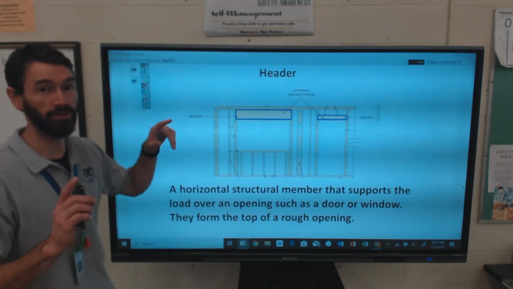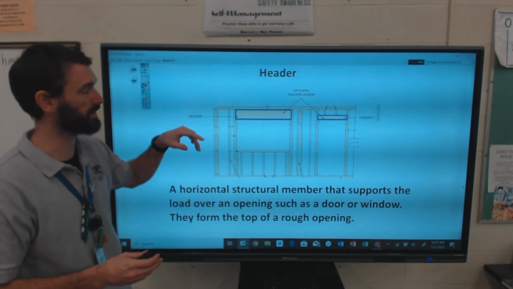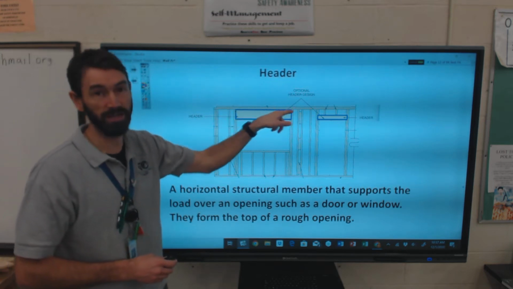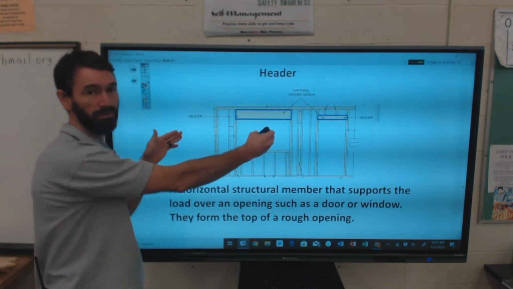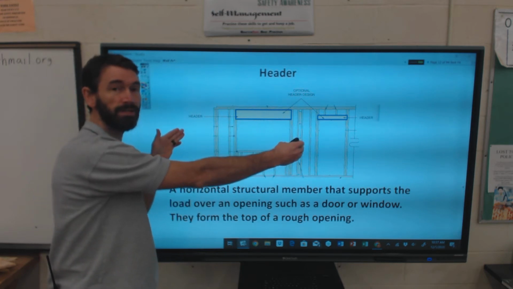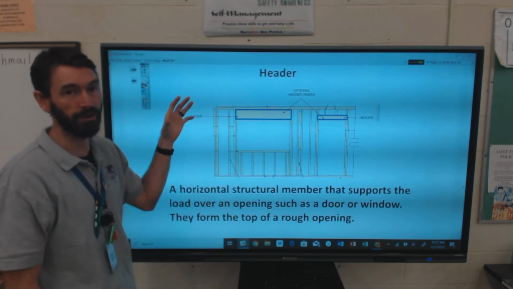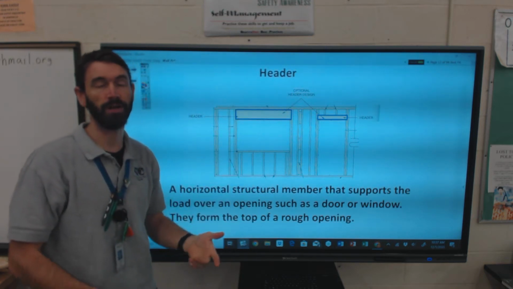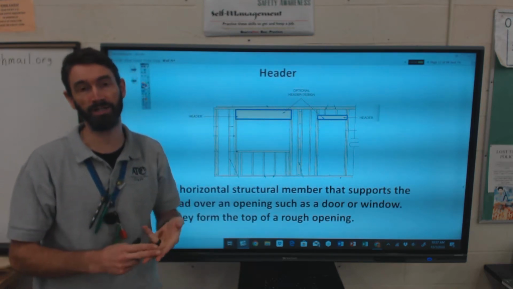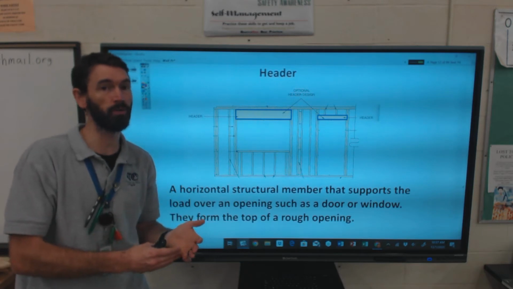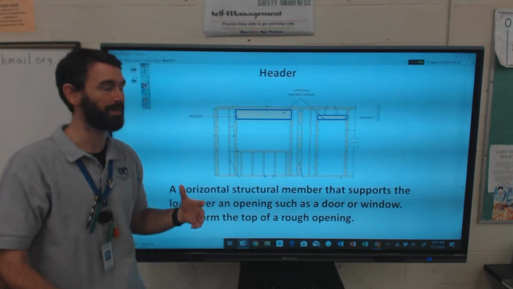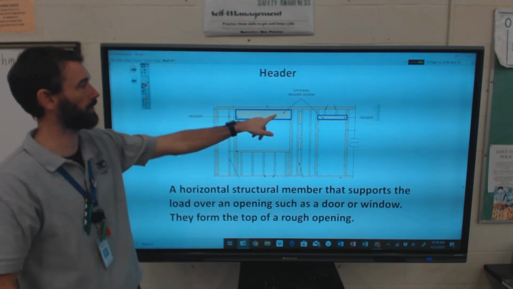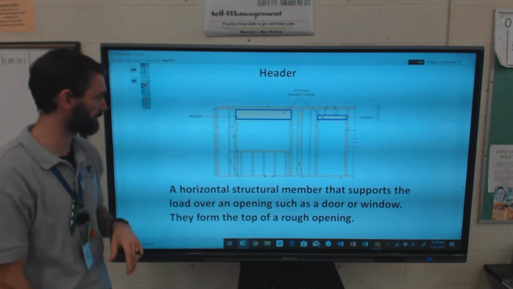Now, one thing I do want to point out, and I'll talk about this later on too, is that your headers can be different sizes based on the width of your opening. The bigger your opening is, the wider it is, the bigger your header needs to be. Smaller opening, smaller header. Also, if it's an interior or exterior wall, whether it's a load-bearing wall or a non-load-bearing wall, that's going to play into the size of your header. But for right now, just notice there are different ways to build headers.